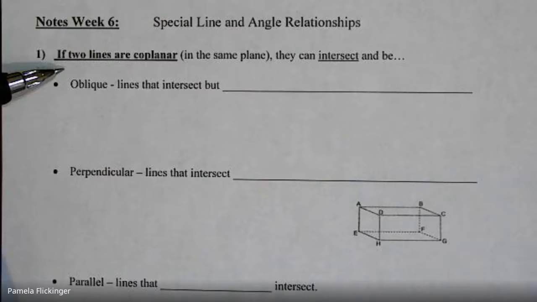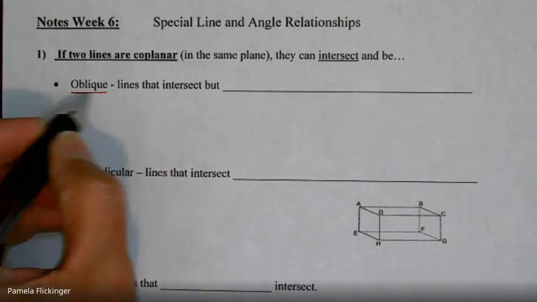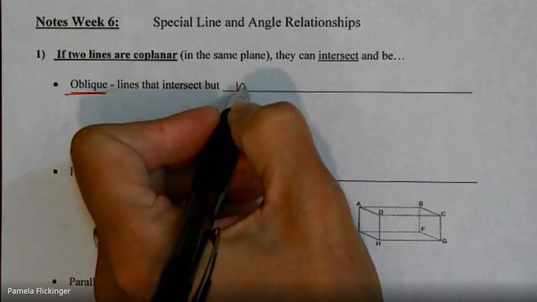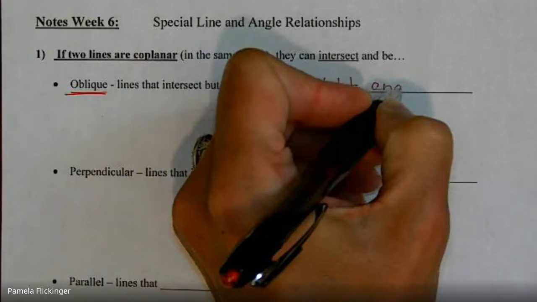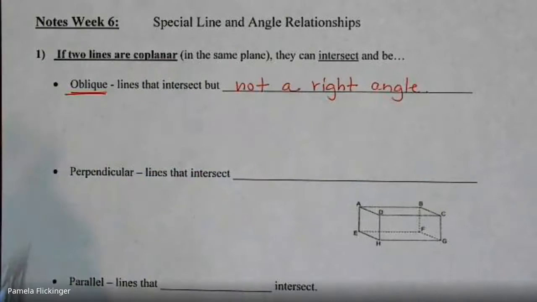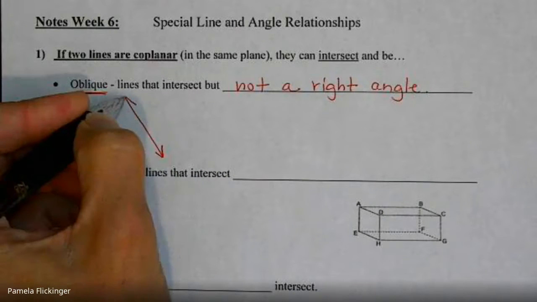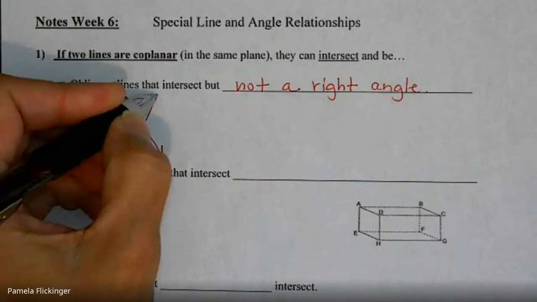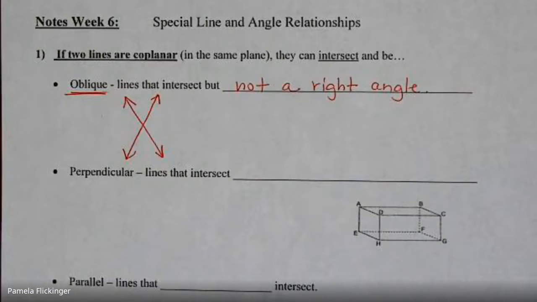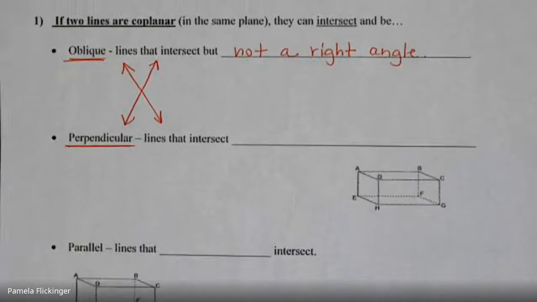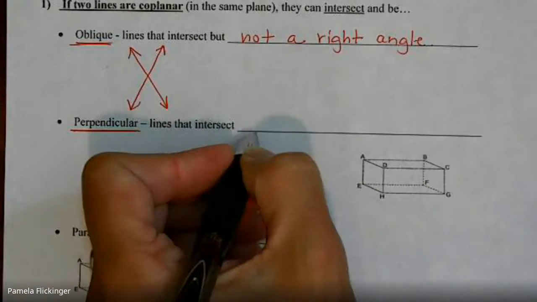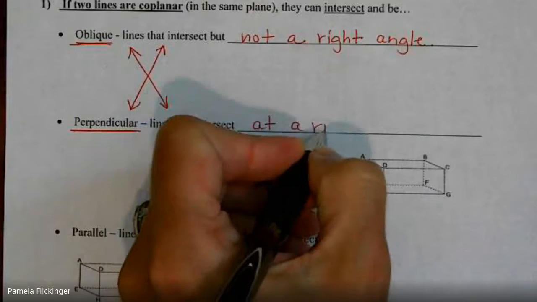All right, these lines, they can intersect and be, first word is oblique. These are lines that intersect, but not at a right angle. So you would just have one like that. So they're going to meet, they're going to intersect, just not at a right angle. The ones that do intersect at a right angle, those are called perpendicular. So these are lines that intersect at a right angle.